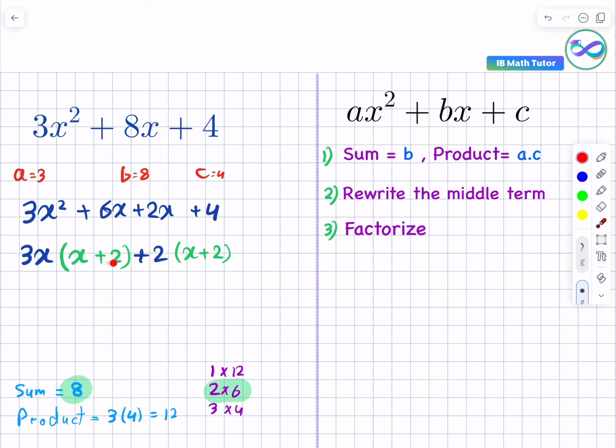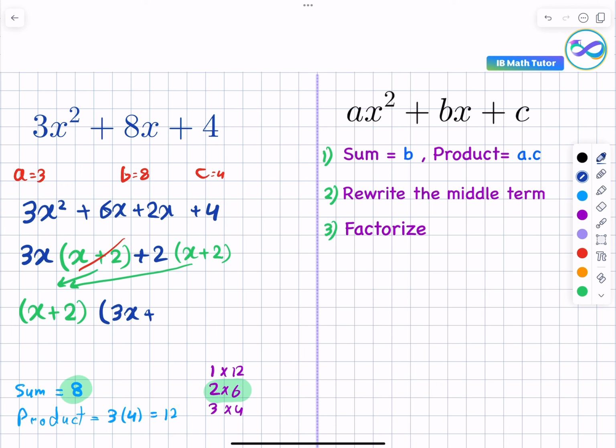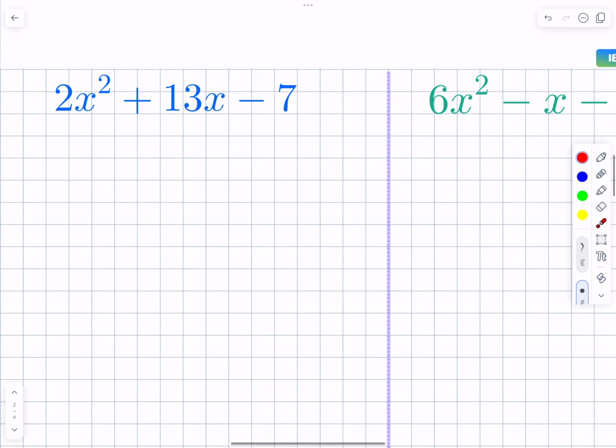Since we have the same bracket here, x plus 2, we will factorize x plus 2 from both terms. So if we factor x plus 2, then we will have, from the first one, 3x, so I will write 3x, plus from the second one here, we have just 2. So plus 2. So here, this expression can be factorized into x plus 2 times 3x plus 2. And if we expand this, we will have this expression.